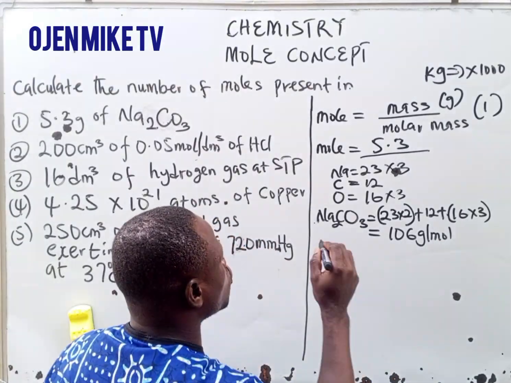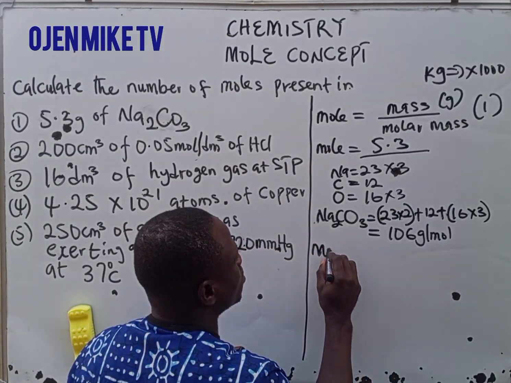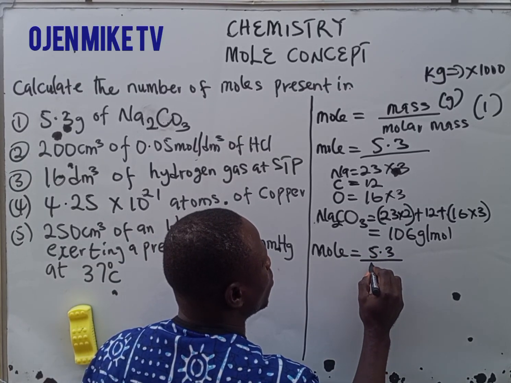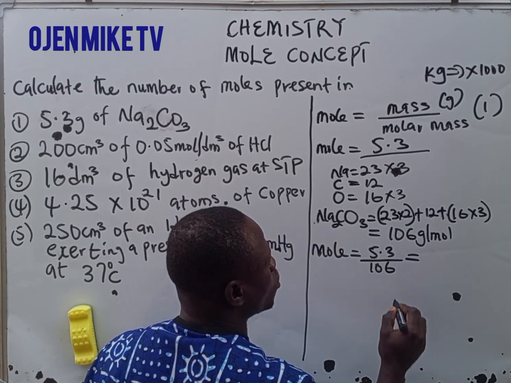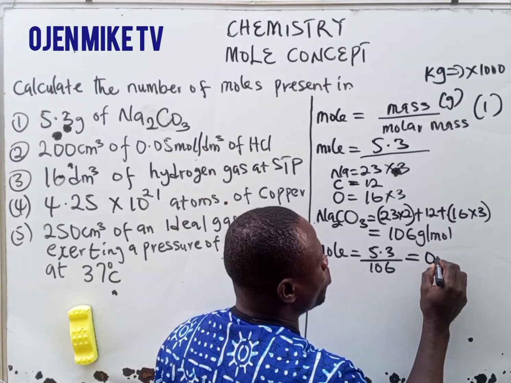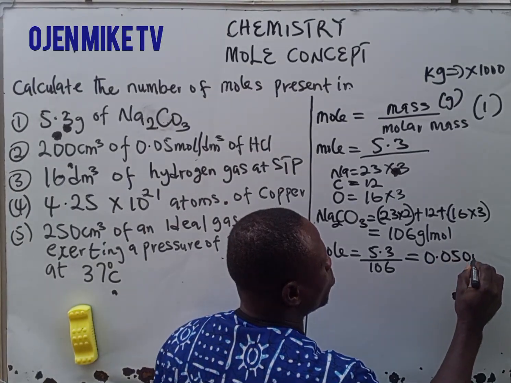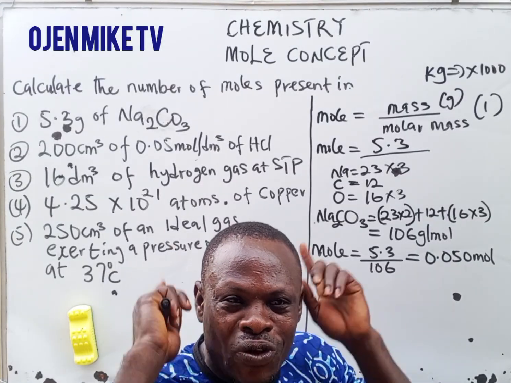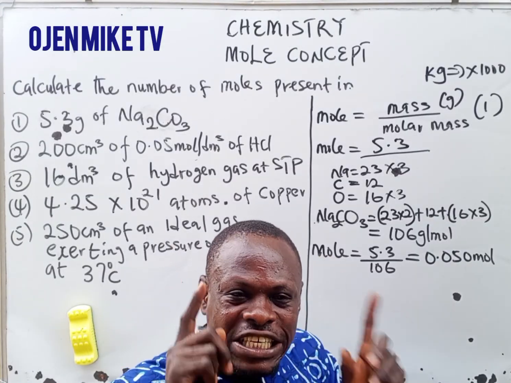Are you following? So mole will now be equal to 5.3 divided by 106, which is equal to 0.050 mole. That is the first way you can calculate your mole when mass is given.